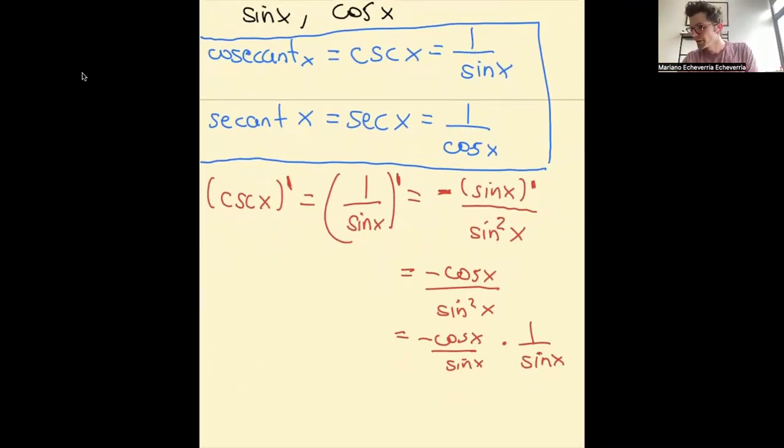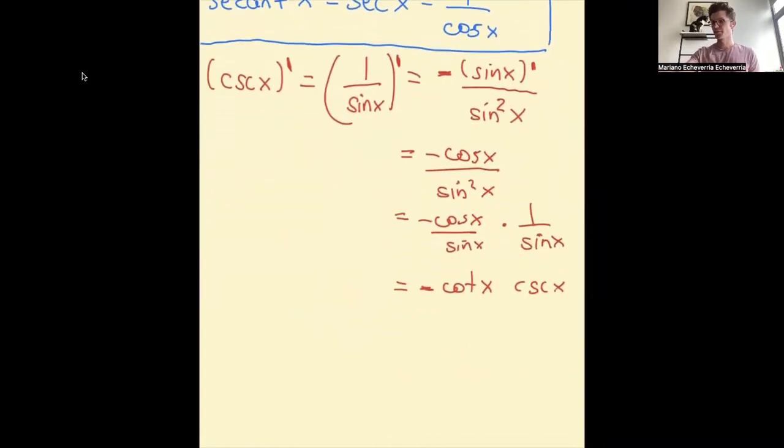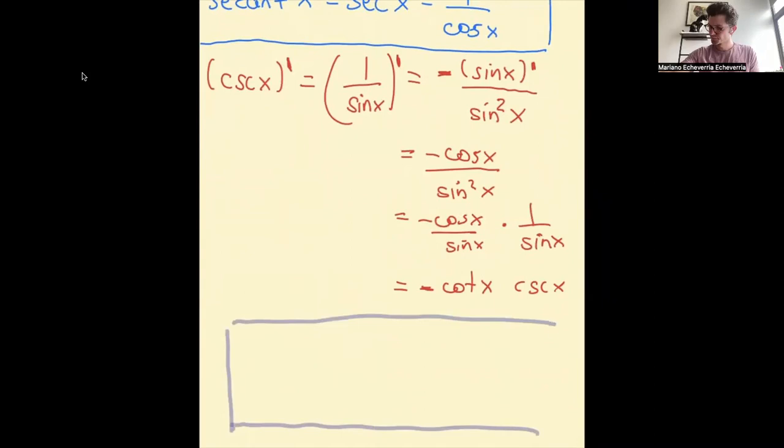So what is 1 over sine of x? I just wrote that for you, right? That's the cosecant of x. And does anyone remember what cosine divided by sine is? There was also a name for this one. I don't think I have given it, but it's what's called the cotangent of x, right? So let me put it in a box because it's very important. This is one of those you definitely need to memorize.